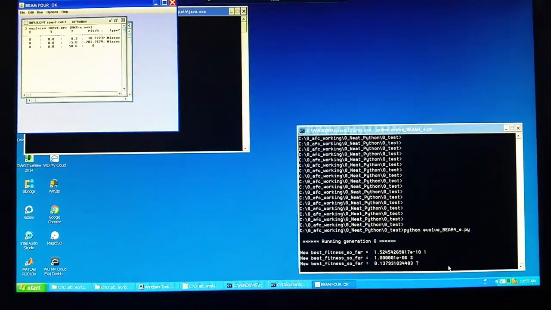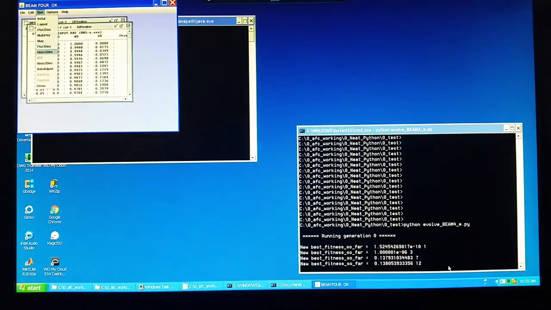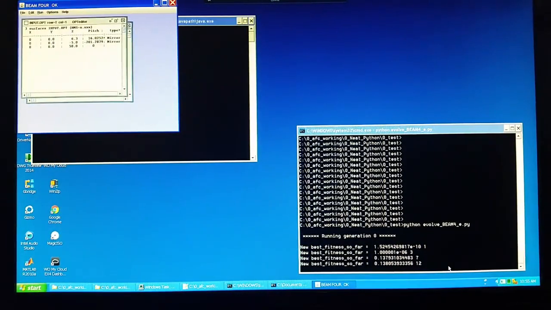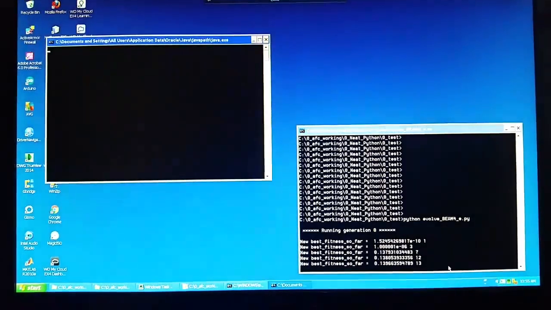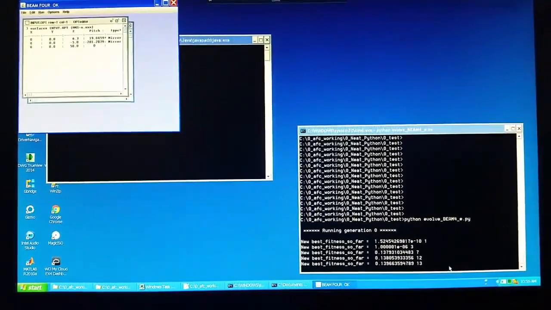Currently generation 0 is running. When it completes the entire population for generation 0, a new generation will be created based upon the best individuals from the 0 generation.